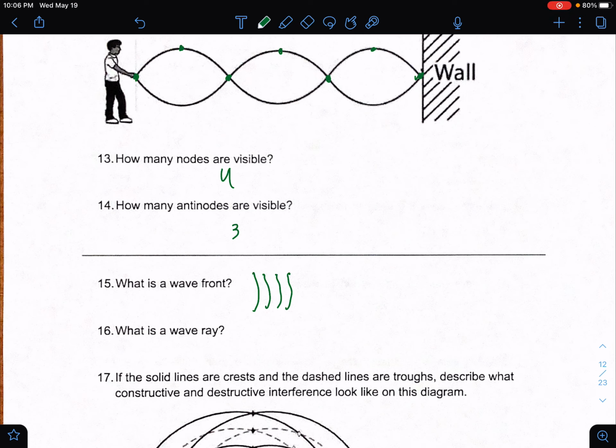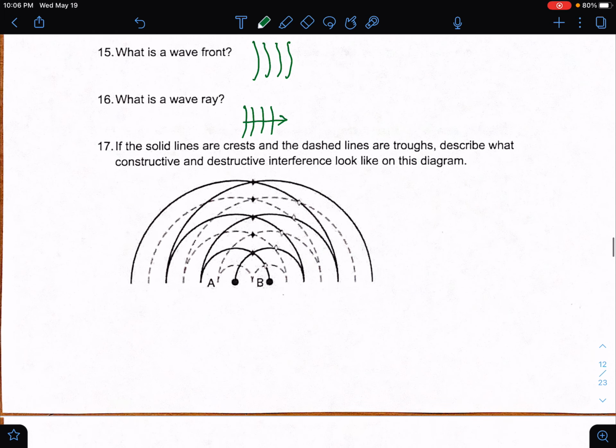Okay, a wave ray is the direction of a wave. So if I were to have my ripples like this, and if I were to add an arrow going this way, that is my wave ray.